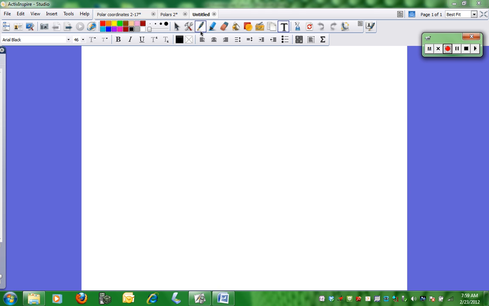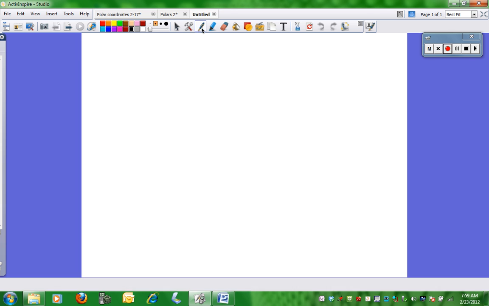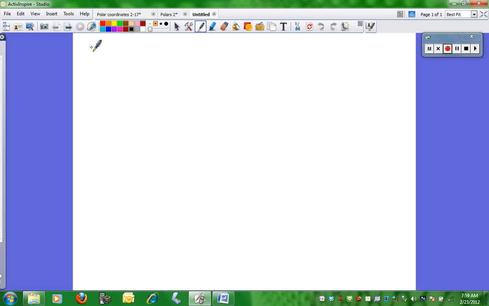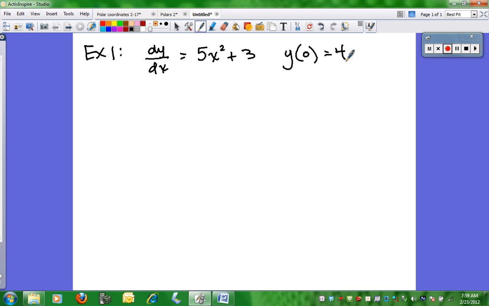We've already talked a little bit about differential equations and we've solved some differential equations. The types of differential equations we've looked at and solved are in this form. We have dy/dx equal to 5x squared plus 3, and we may have an initial condition of y of 0 equal to 4.